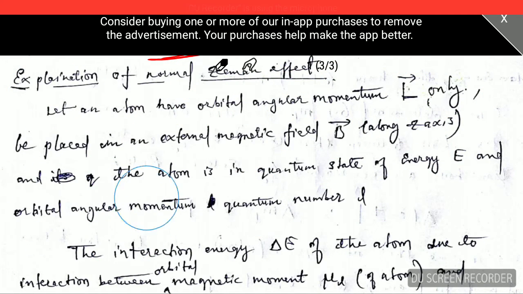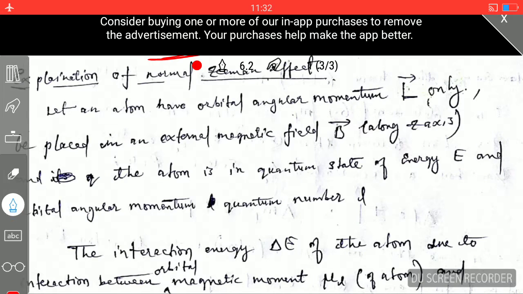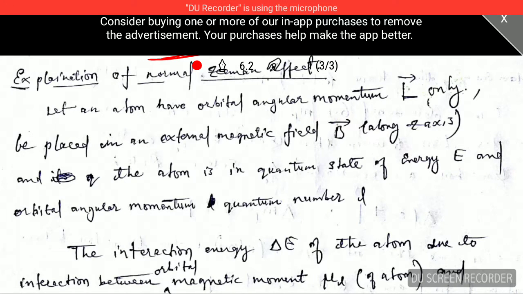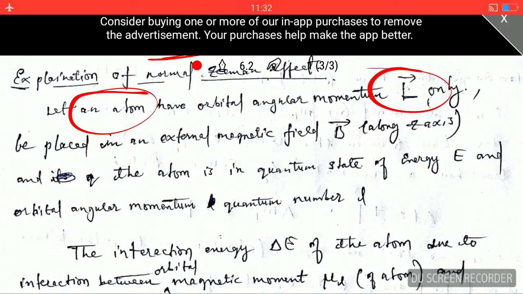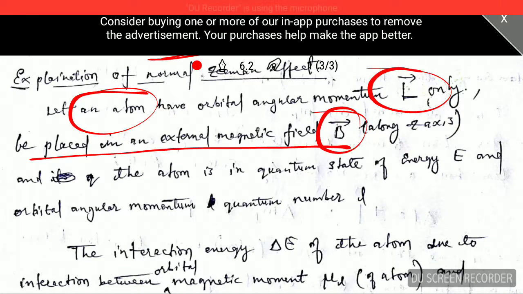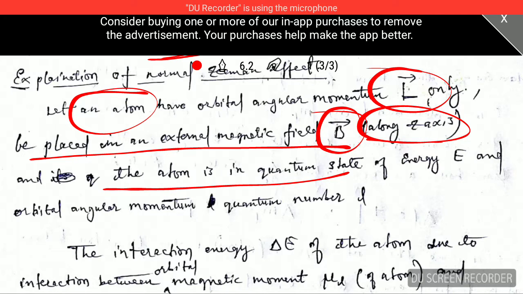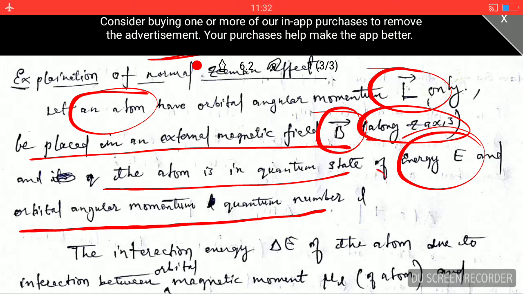To form the mathematical theory of this, you have to consider an atom that emits light, and that atom has the orbital angular momentum L. That atom is placed in an external magnetic field B, and the direction of the magnetic field is along the z axis. The atom is in a quantum state with energy E, and the orbital angular momentum quantum number of that state is L. You have to note this down to formulate the mathematical theory.